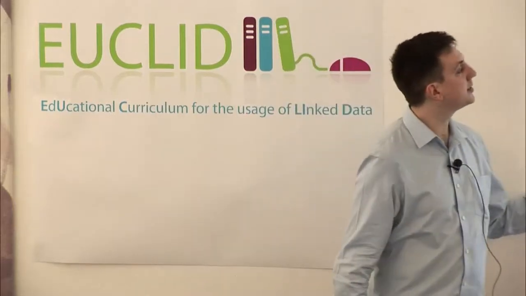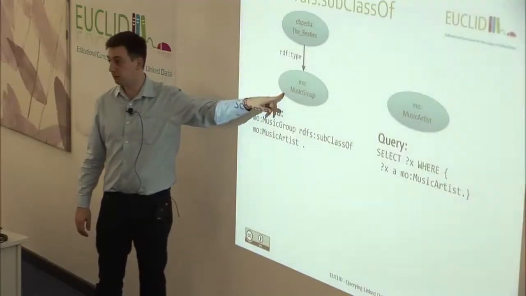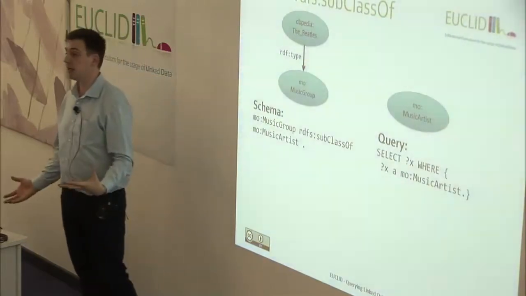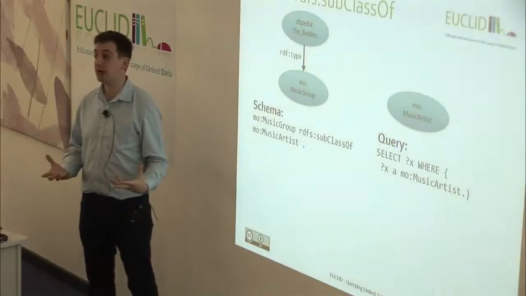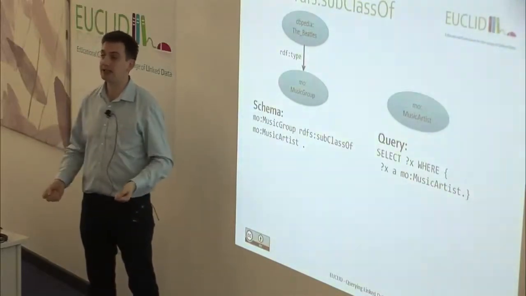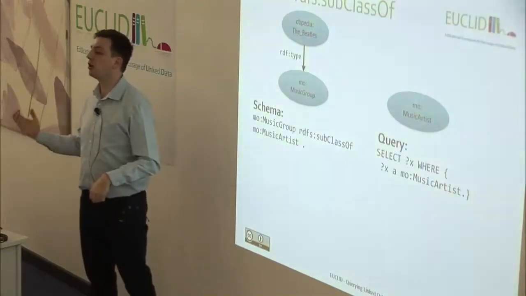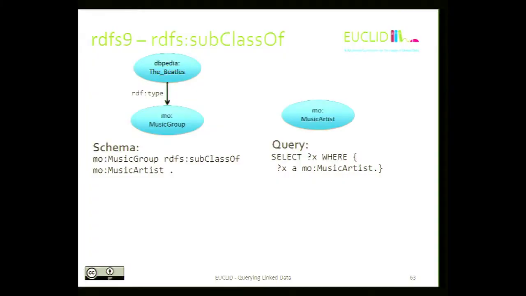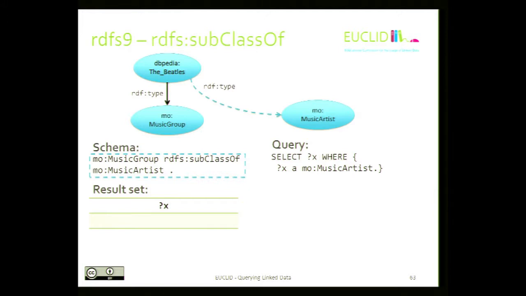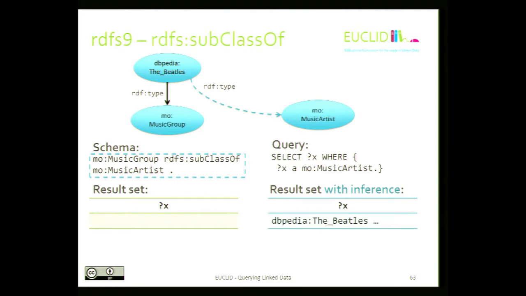Again, if we assert that the Beatles are a music group, which we do, in fact, in MusicBrainz, nothing is put into music artist directly. Everything is either put into music group or solo artist. But still, we can query what's in music artist, even though we haven't explicitly populated it, because of this entailment. So we go from the set that's got nothing in it. When we add entailment, we infer that the Beatles are a music artist because they're a music group, and we return the Beatles.